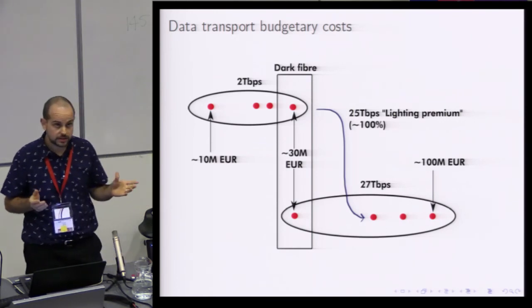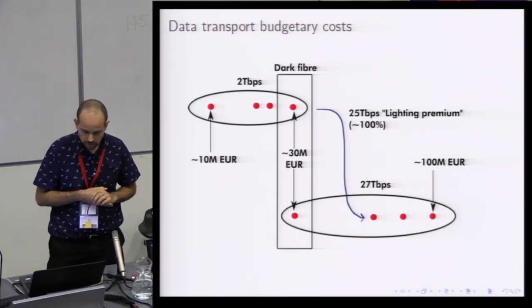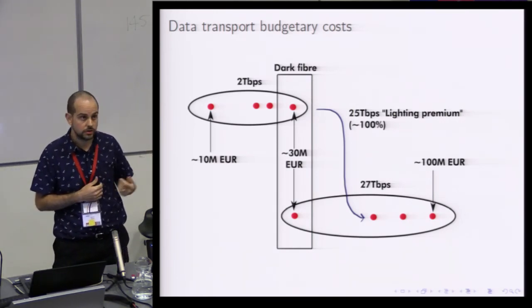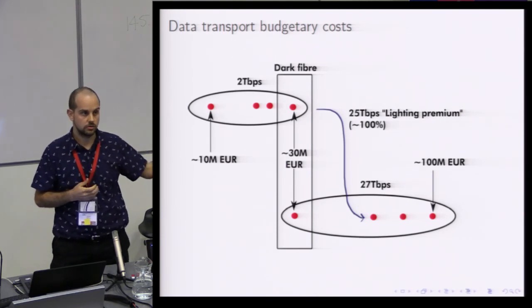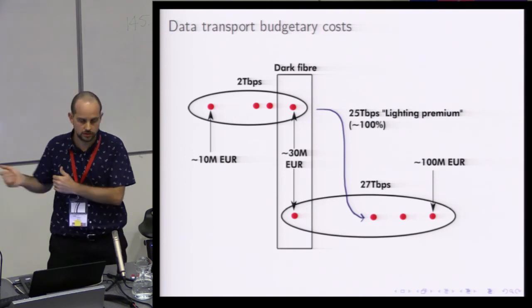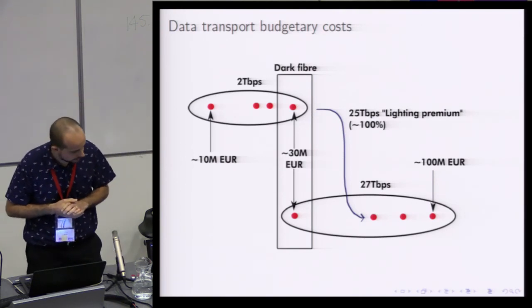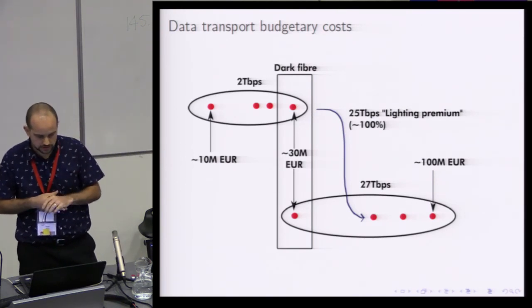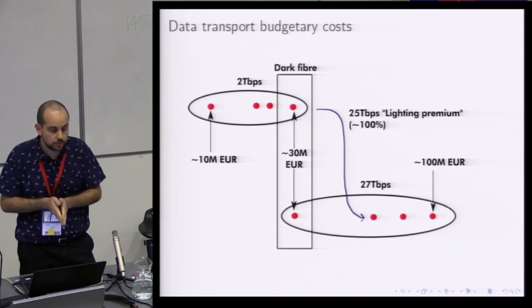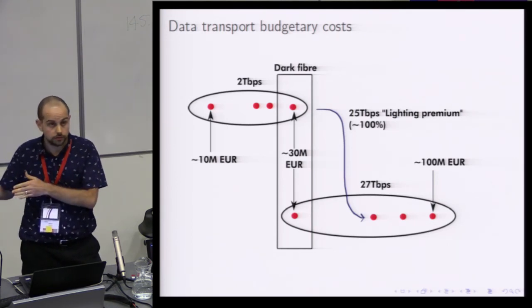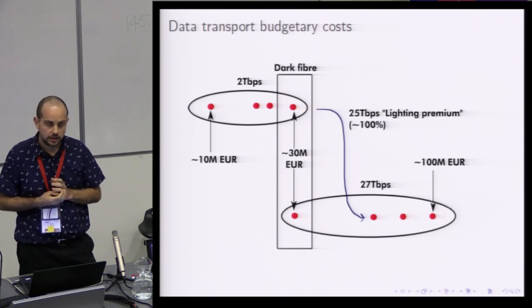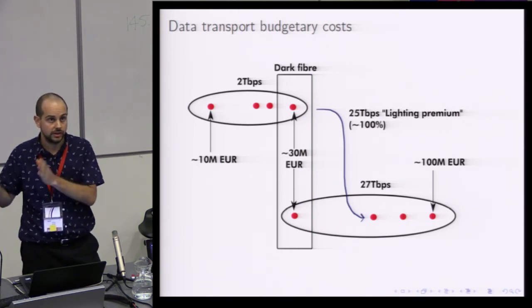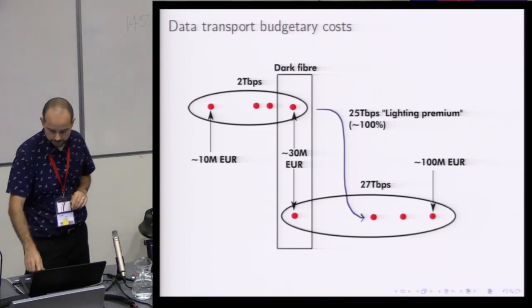So I've split this into two ellipses. The one represents the 2 terabit option. If you build the data center in the desert and you transport the output of the supercomputer to Cape Town, then you have those dots at the bottom, and then you could get dark fiber, which is in the square, and then you can go for the 27 terabit option, which as you can see is very expensive, and there's quite a gap between the dark fiber and the cheapest 27 terabit option.